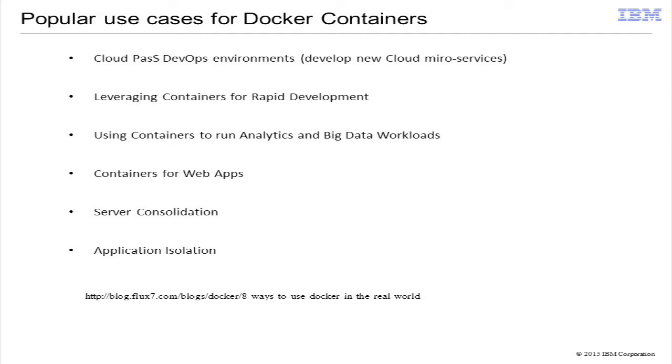One of the things we're noticing about containers is that it's very popular to run analytics and NoSQL big data workloads. You can also use containers for web apps. For example, WordPress would be a good example of that. Server consolidation scenarios are very good. They're very well aligned for containers. Lots of density involved. And application isolation: App A and App A Prime can be isolated from each other via application containers.